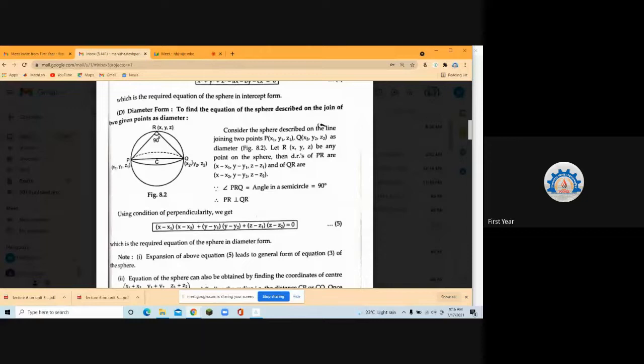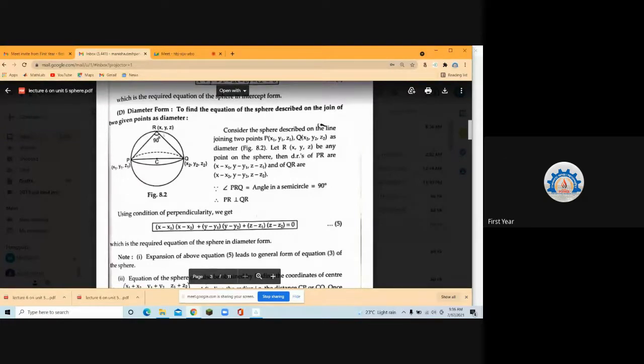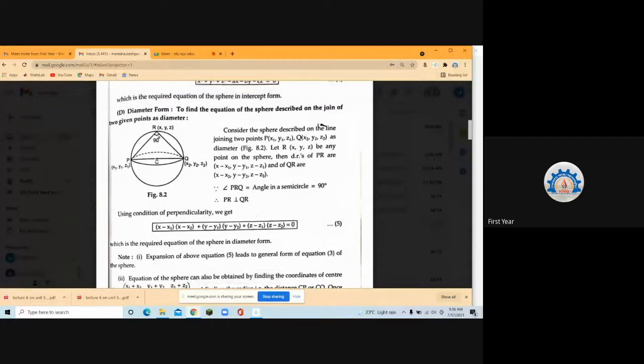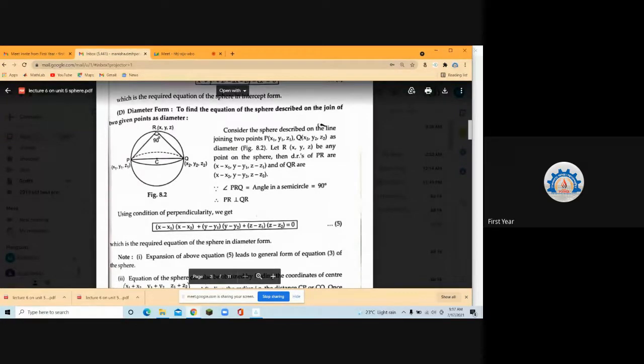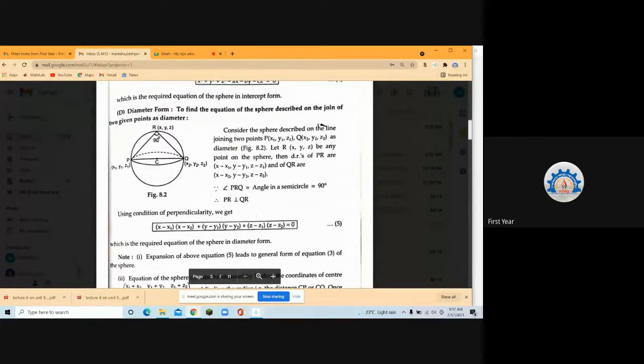Yesterday we used it for finding the equation of cone also. So for the angle between two lines, we are going to use the formula that cos theta is equal to the product of the direction ratios of PR and the direction ratios of QR. What are the direction ratios of PR? X minus x1, y minus y1, z minus z1. And of RQ? Correct. X minus x2, y minus y2, z minus z2. So when I take the product, I'll get cos 90.